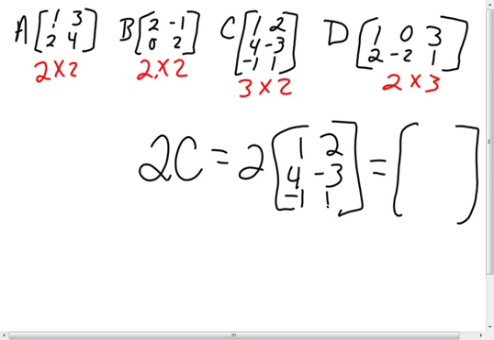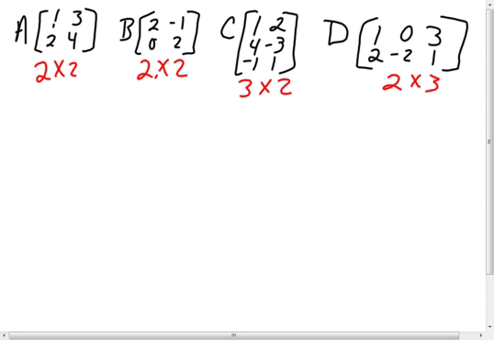So 2 times 1 would be 2. 2 times 2 would be 4. 2 times 4, 8. 2 times negative 3 is negative 6. 2 times negative 1, negative 2. 2 times 1 is 2. So there's the answer to 2C, which is scalar multiplication. And now let's look at matrix multiplication.